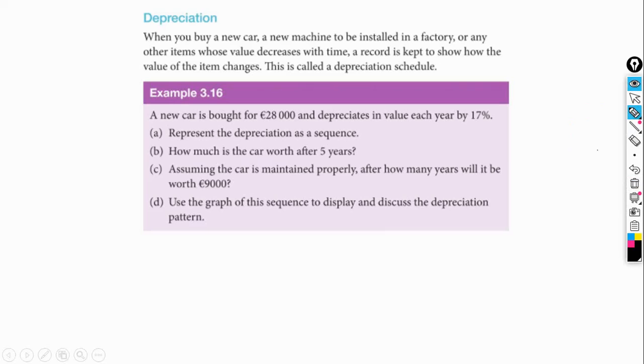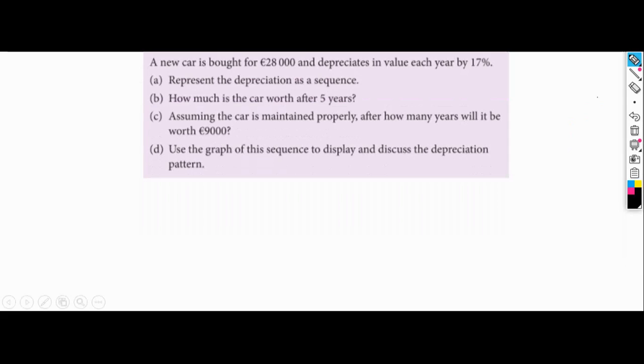So next we have example 3.16, which will be the last one on this video. And it says, a new car is bought for 28,000 euros and depreciates in value each year by 17%. So when you buy a new car or even a new machine that you install in a factory, it tends to have a value that decreases with time, okay? So it says, part A, represent the depreciation as a sequence.